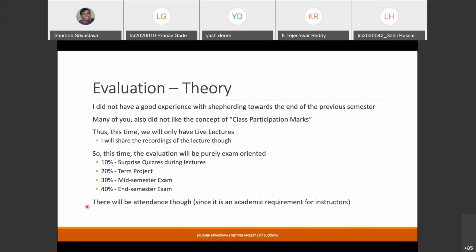I will have to take attendance. I am not a fan of taking attendance, but I've been told that it is an academic requirement for instructors to take attendance, and this is why I'll keep on taking it. But attendance does not have any weightage in the evaluation. So it's up to you, right? I just have to report the attendance to the authorities, so I will have to take it, but it does not have any associated credits with it.